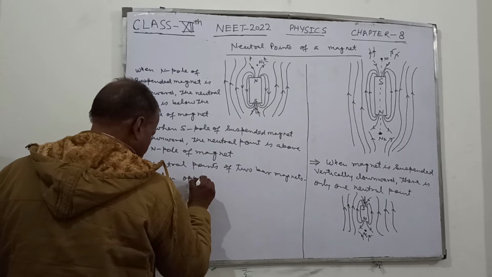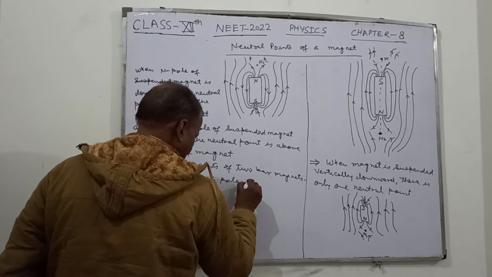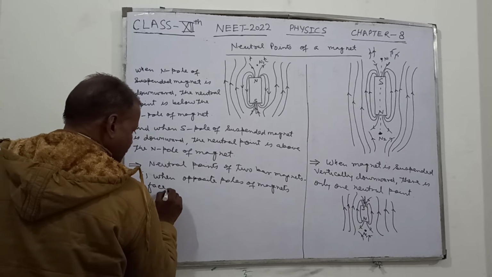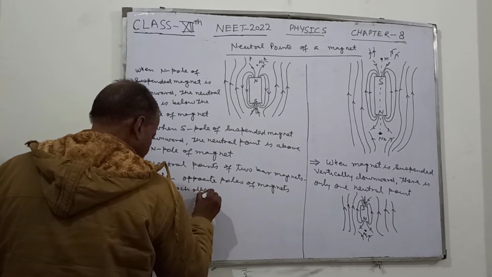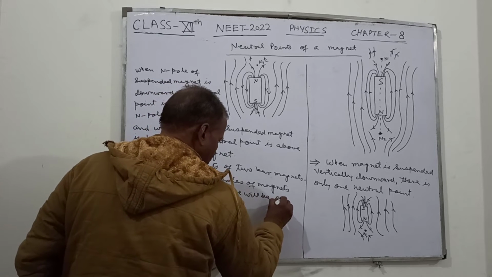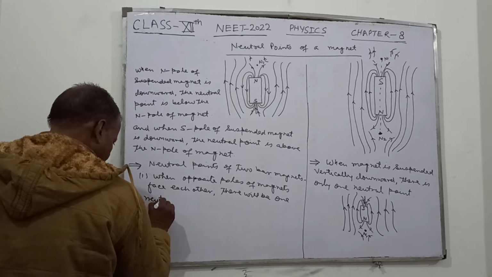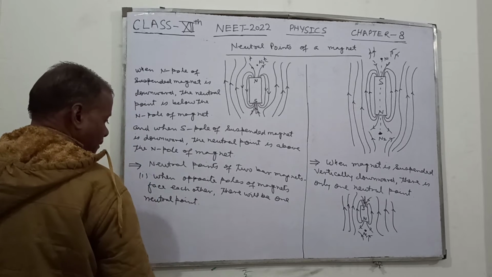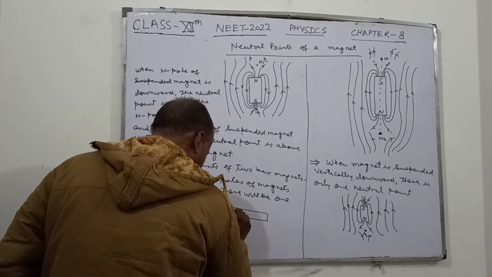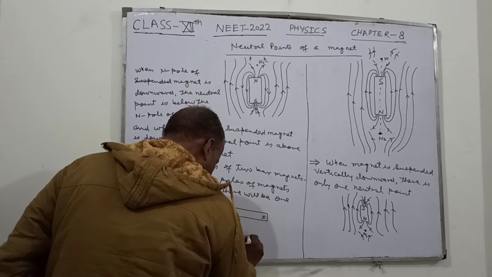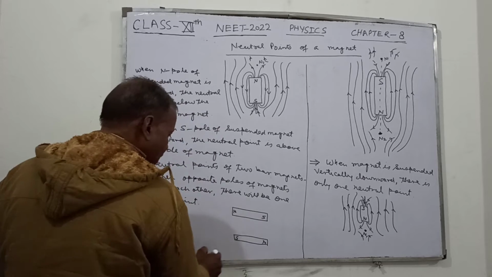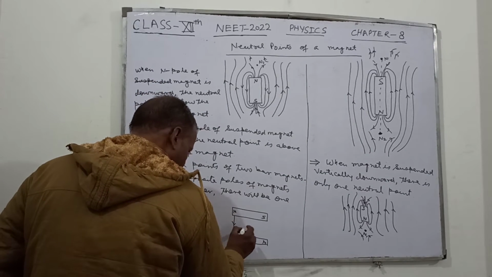when opposite poles of magnets face each other, there will be one neutral point. One neutral point. So this is how: suppose we are having this magnet. This is now north and this is now south. We are having another magnet. This is now south, this is now north. So they are like this one. Then this line will be in this way, north to south.